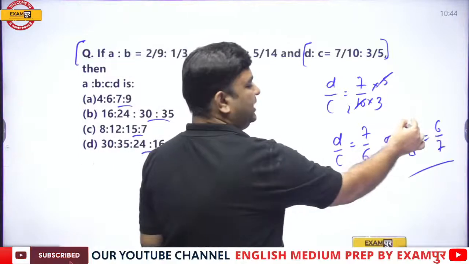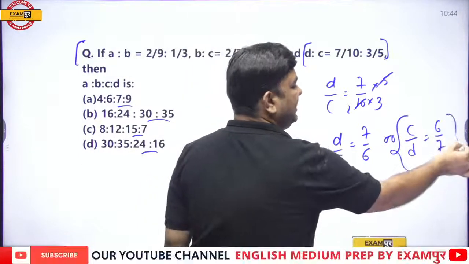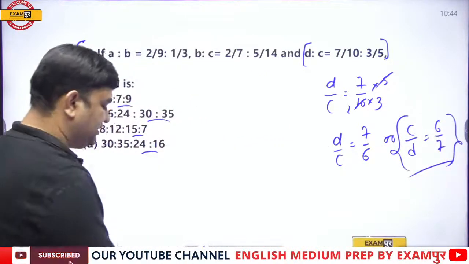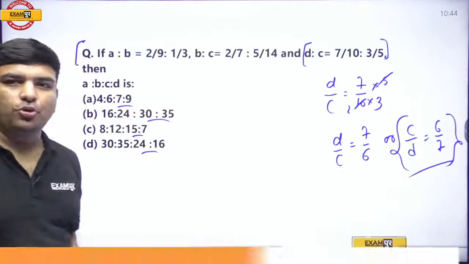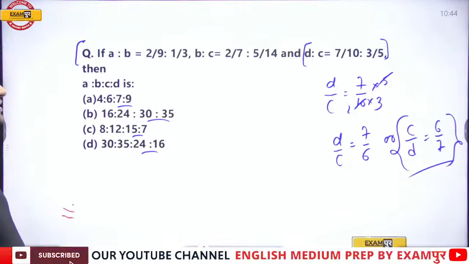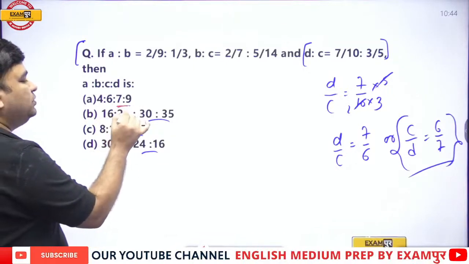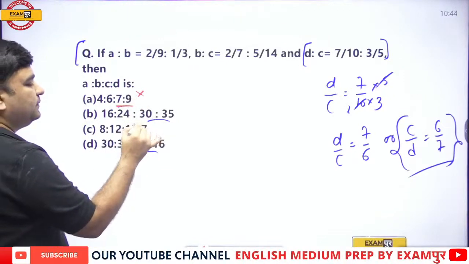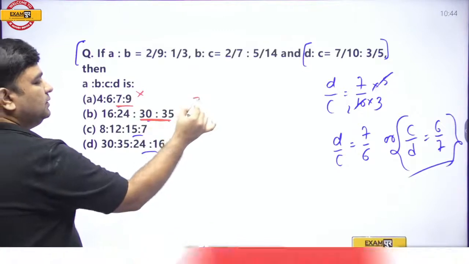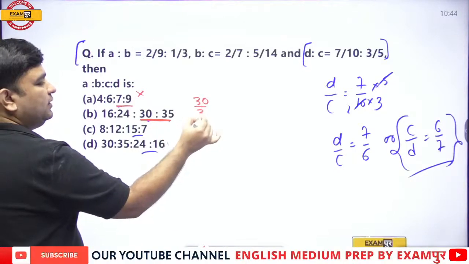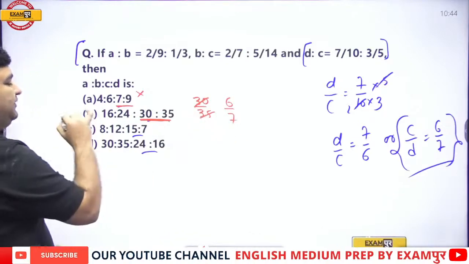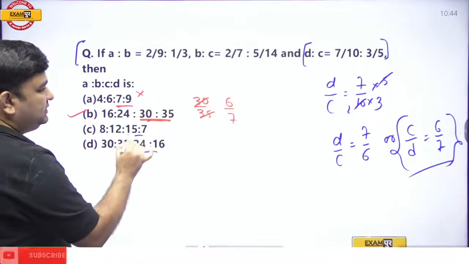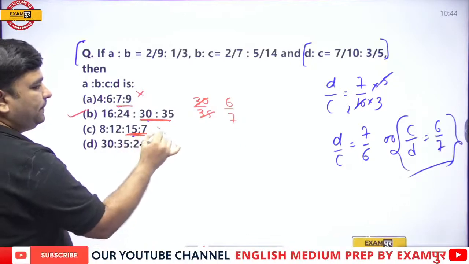Now let's check in which option C and D are maintaining the ratio 6:7. No, it's not 6:7. It's 30:35. 6:7, yeah, this can be the possibility if all get eliminated. This is not 6:7.